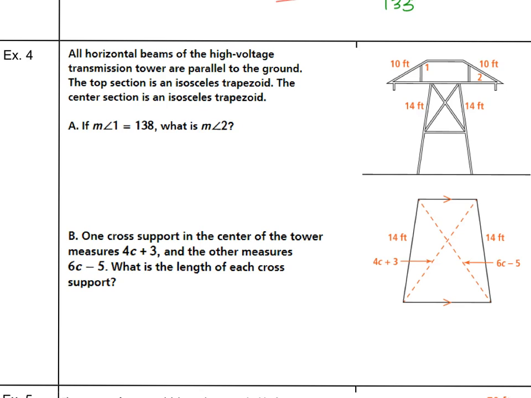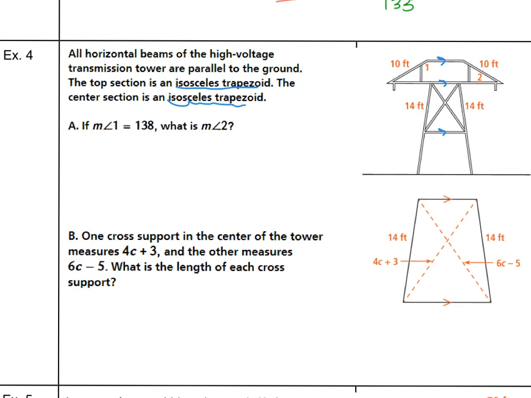Let's try example 4. All horizontal beams of a high voltage transmission tower are parallel to the ground. What that tells us is we can mark this top edge, that longer bottom edge, and even this edge down here. Those are all parallel beams. It says the top section is an isosceles trapezoid, and so is that center section.